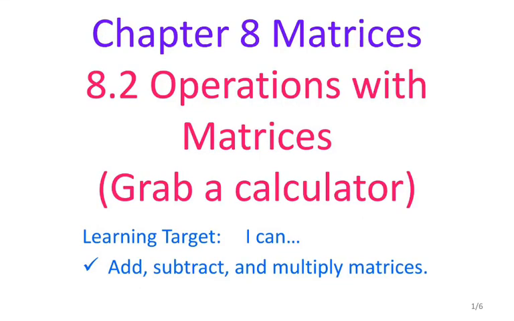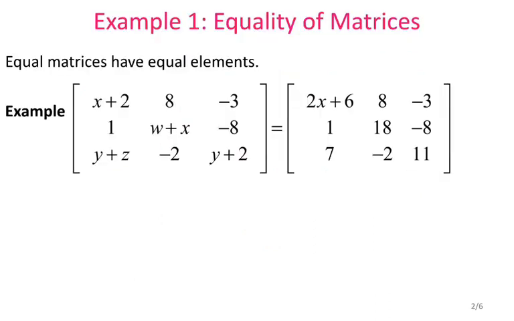Hi guys, here's the video going over section 8.2, operations with matrices. So the first thing we're going to look at are equal matrices. So first off, what is a matrix? A matrix is a way of arranging numbers. So you'll see these brackets around a set of numbers.